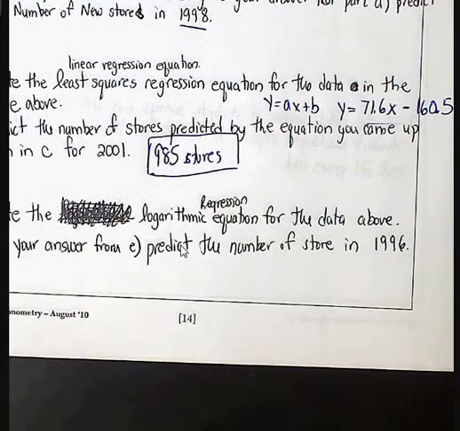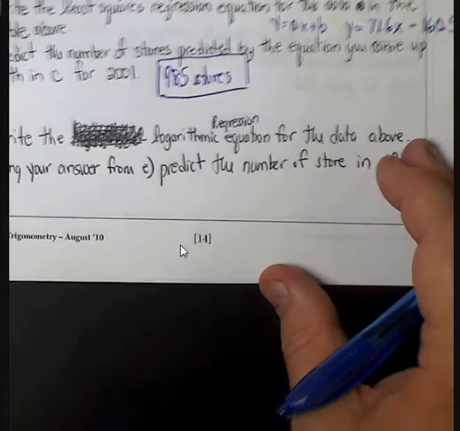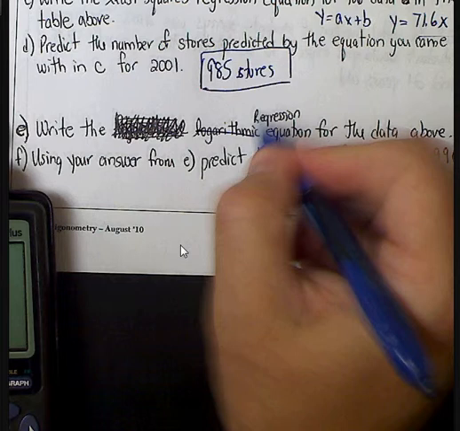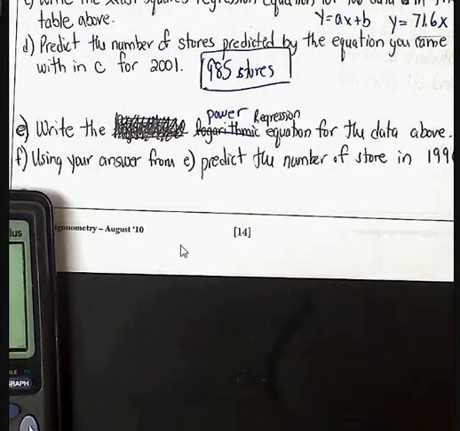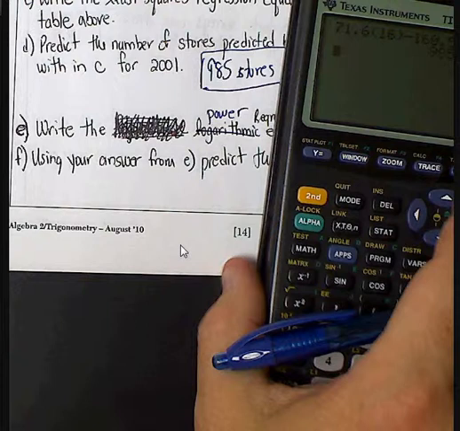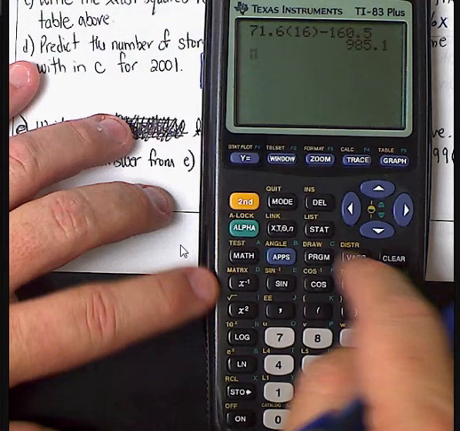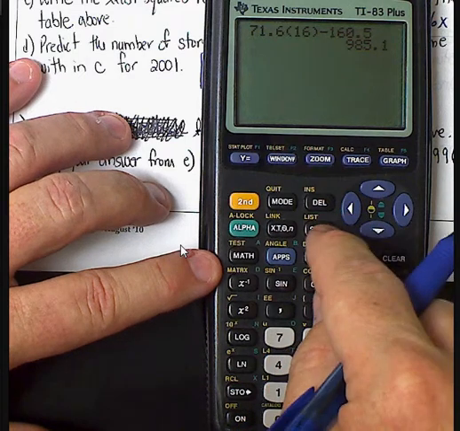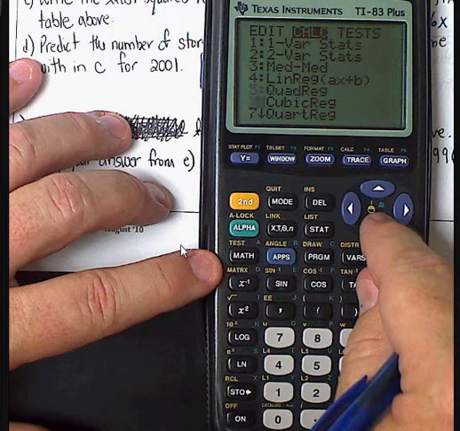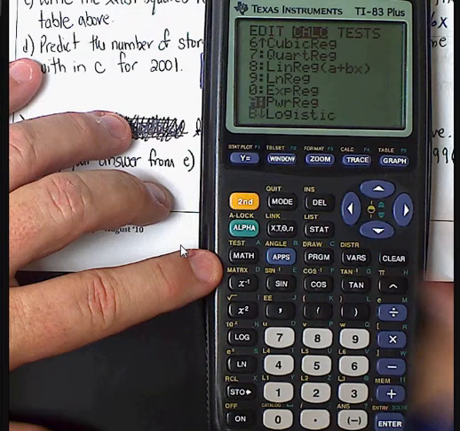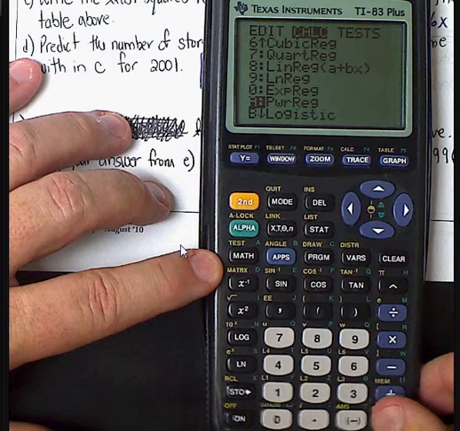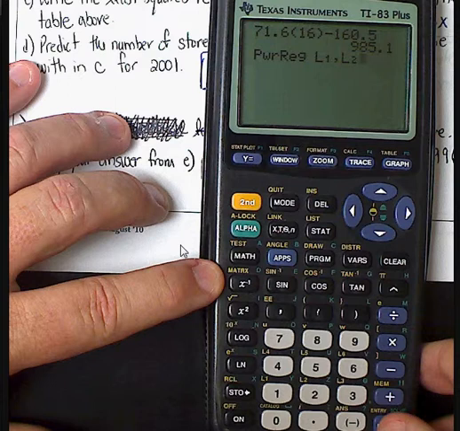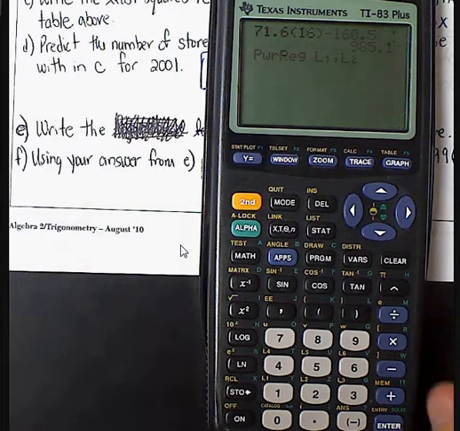Okay. And then finally, they want the logarithmic regression equation, and actually we're going to change this from log to power. Alright, so we want power. So once again, we're going to go to the calculator, we're going to go stat, calc, and we're going to look for power. So we go down until we find the power regression, there it is.